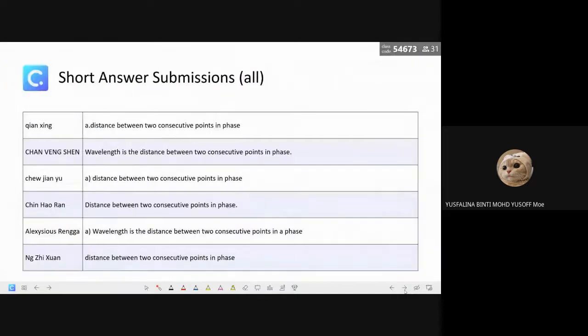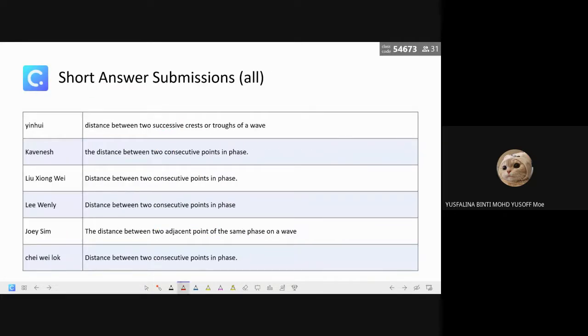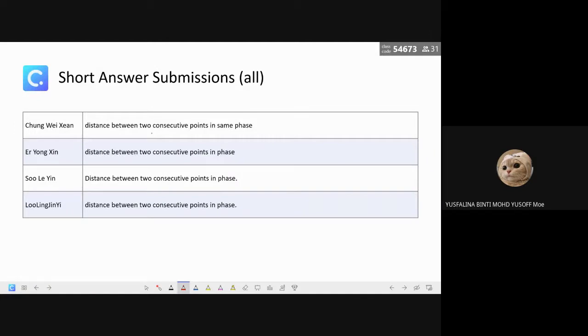Okay, so let's see your answer. Distance between two consecutive, yes, correct. Two successive crests or troughs, yes, very good, Yin Hui. Two adjacent points at the same phase. Yeah, must be at the same phase, like maybe from crest to crest or trough to trough. Okay, very good.